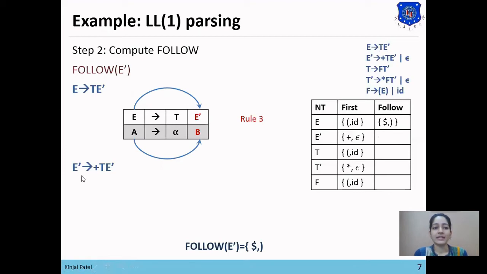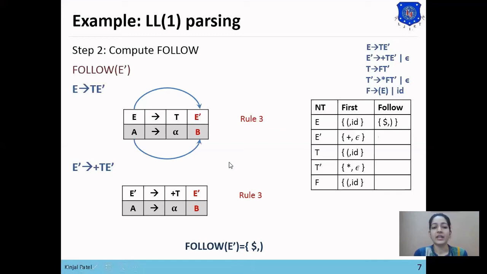Now second statement is E dash produce plus T dash. So we'll compare this statement with the rule which matches A produce alpha B. So we will apply rule number 3, which says that if no symbol is following E dash, then follow of E dash will be added in follow of E dash. As we are already in follow of E dash, so no more symbol will be added in follow of E dash. So follow of E dash is dollar and closing bracket.